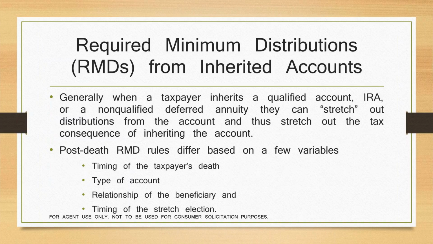So let's talk about required minimum distributions from qualified accounts. There are a lot of factors in play in deciding how much the minimum distribution needs to be for a beneficiary who has inherited the account. The post-death minimum distribution rules differ based on some variables. First of all, the timing of the taxpayer's death. Specifically, did the taxpayer pass away before or after the required beginning date?